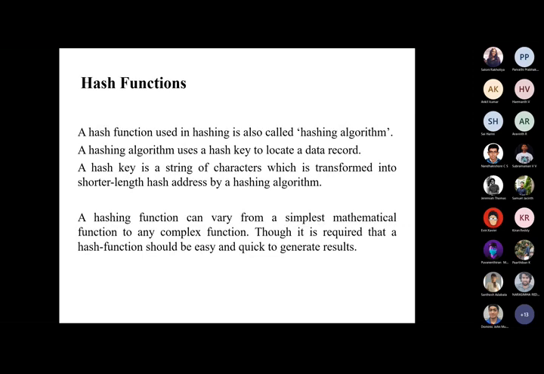Generally a hash function is used to locate a data record. It's a string of characters which is transformed into a shorter length hash address by a hashing algorithm. A hashing function can vary from the simplest mathematical function to any complex function. We use a hash function so that it can easily and quickly generate results.